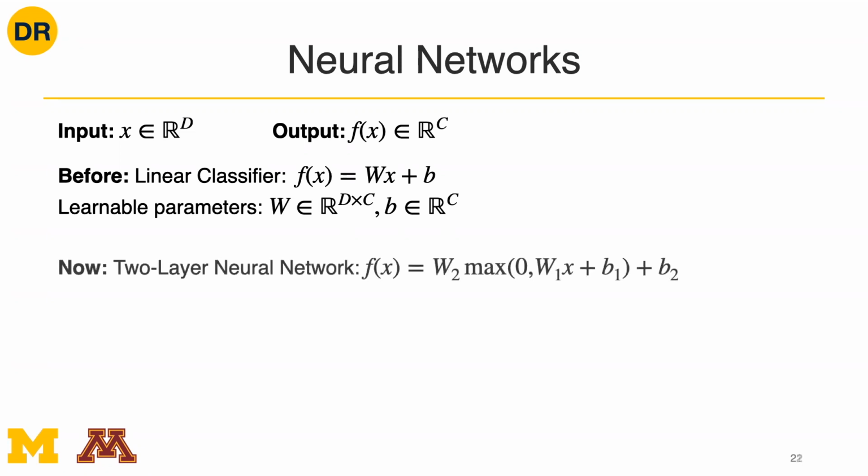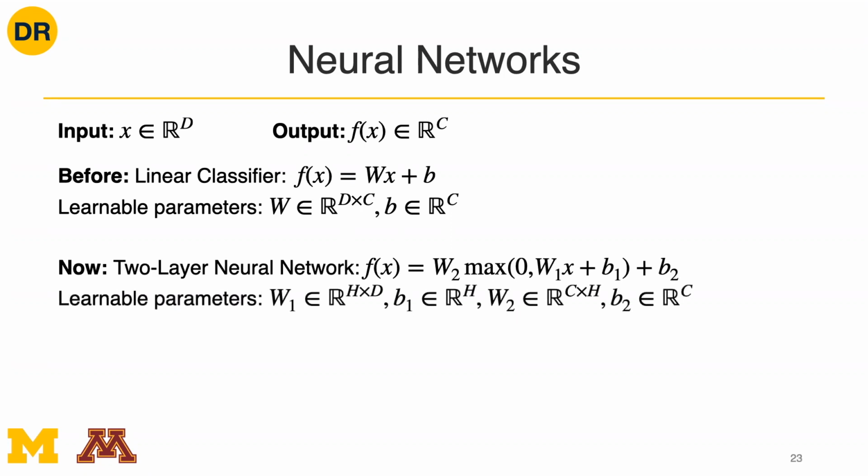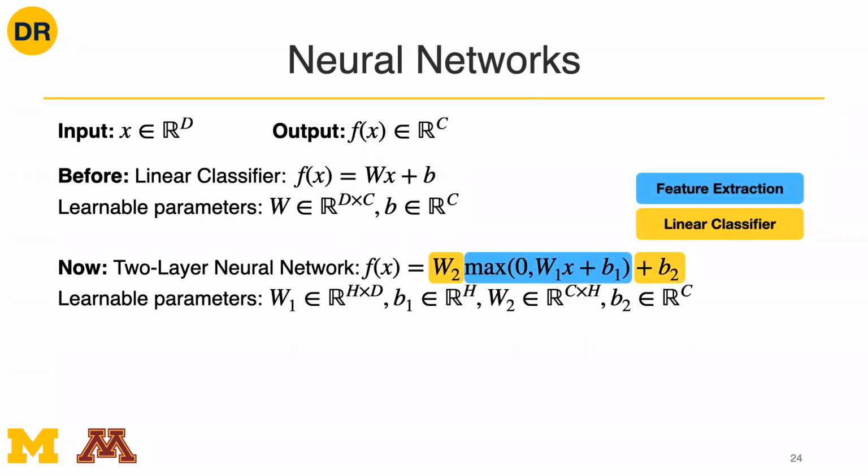Now, if you think about a two-layer neural network, it might appear similar to what you see in the linear classifier. A two-layer neural network has two Ws, W1 and W2. If you think about it, this part is the feature extraction, followed by the classification at the end.